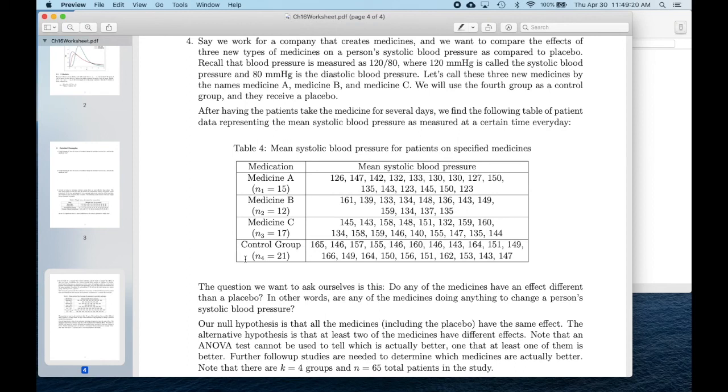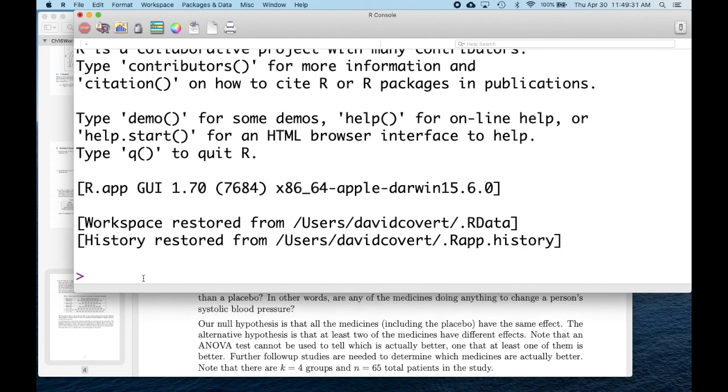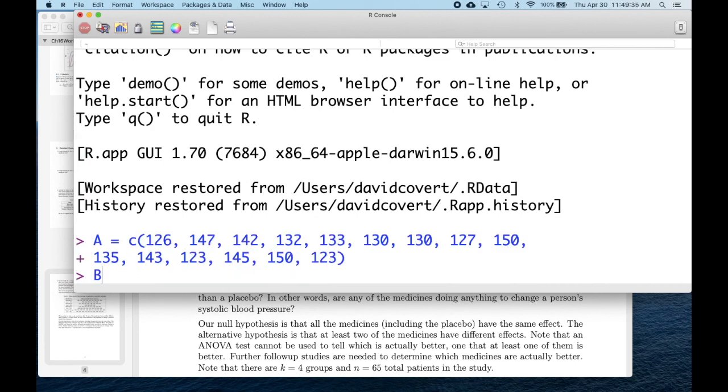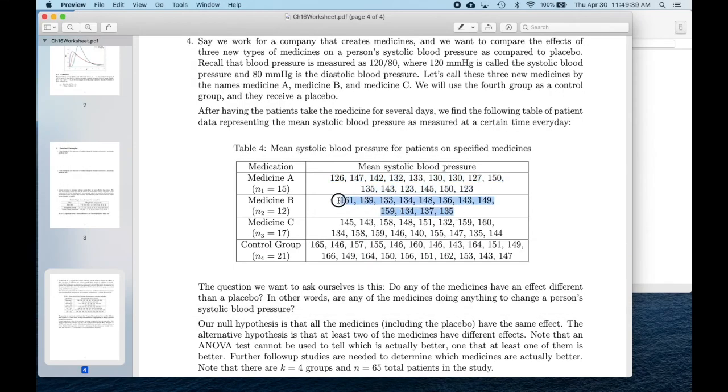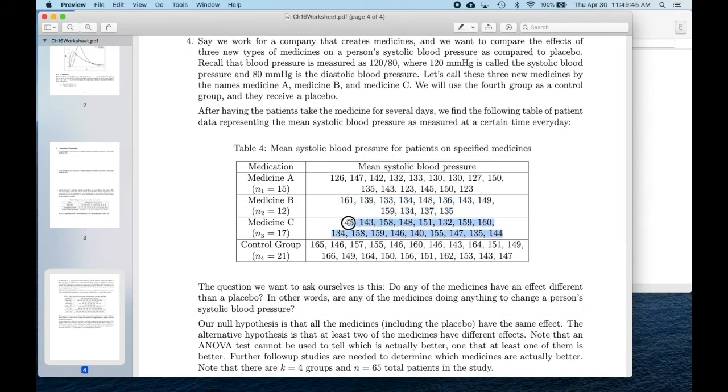Here we have four groups that we're looking at, and what we're going to do is copy all of this data to R. So this is going to be exactly like the problems that we did before. So I'm going to copy all this data to R. I'm going to define medicine A, medicine B, medicine C, and the control group.